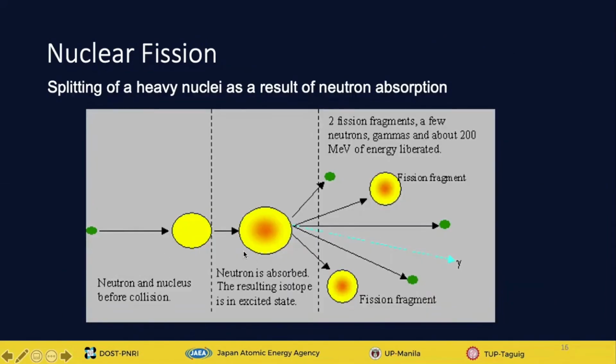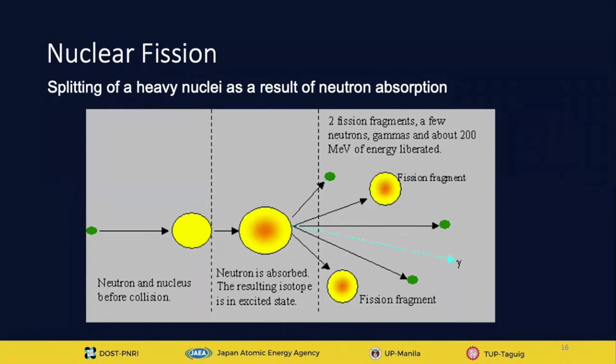In nuclear fission, the incoming neutron is also absorbed by the target nuclei, but instead of just releasing either a gamma ray or a charged particle, this excited nucleus splits into two nuclei. We call these fission fragments, and it also releases more neutrons in the process.